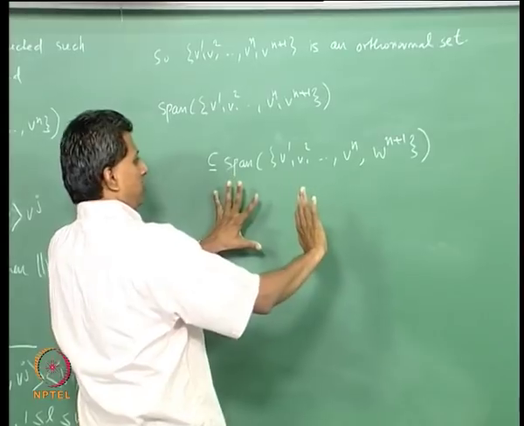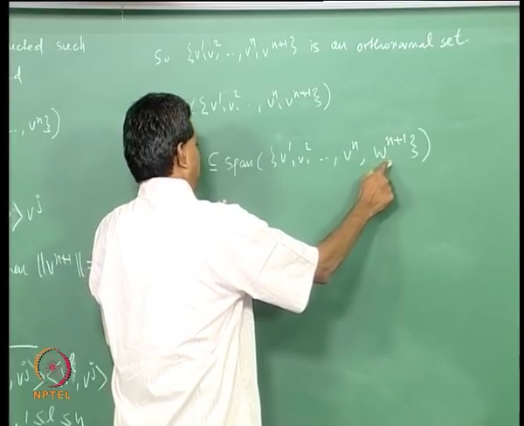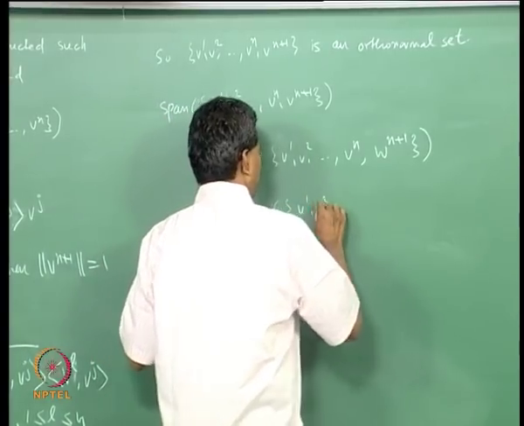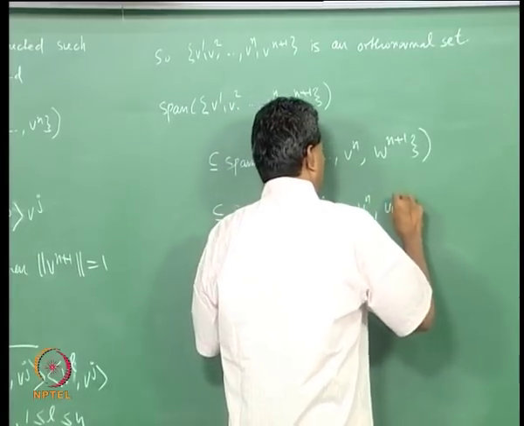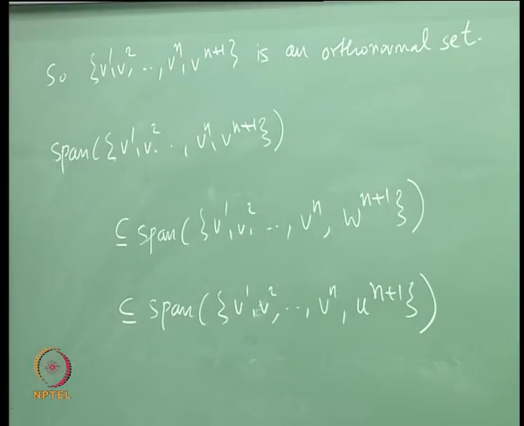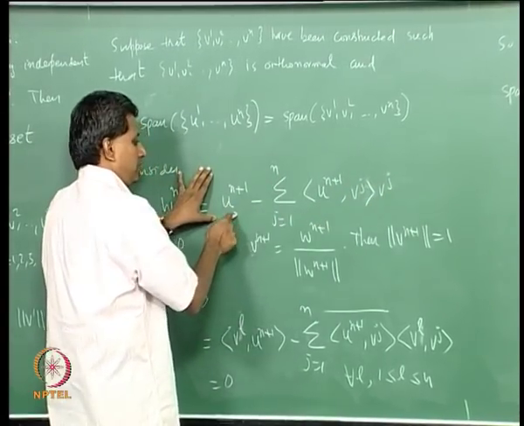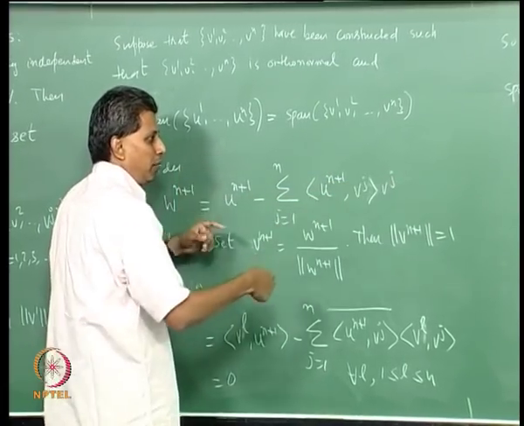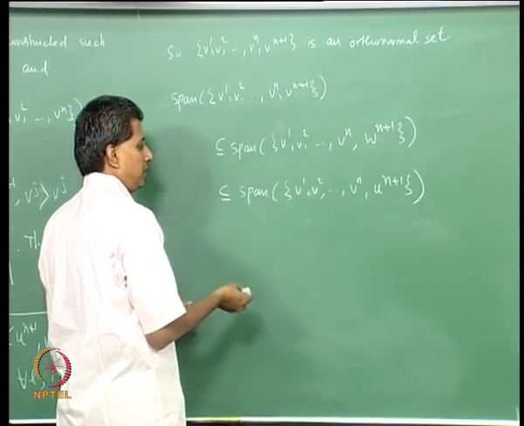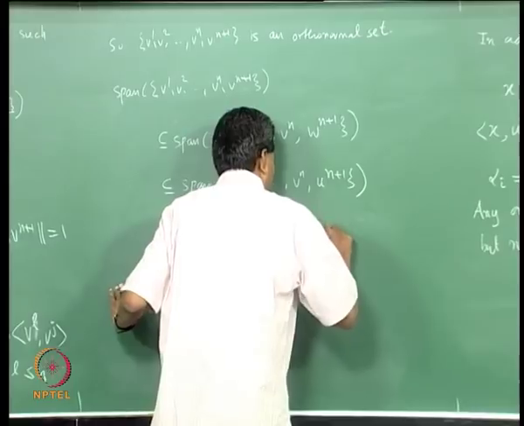See, this step is obvious, I am sure, because vn+1 is a multiple of wn+1. On the other hand, wn+1, you tell me if this is clear. What I am trying to explain is, this is a linear combination of v1, v2, etc., vn, un+1, do you agree? That is because wn+1 can be written in terms of v1, v2, etc., vn, and together with that you append un+1. So this is fine. But the span of v1, v2, etc., vn is equal to the span of u1, etc., un. So this is again contained in the span of u1, u2, etc., un, un+1.